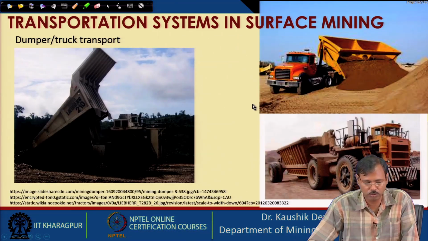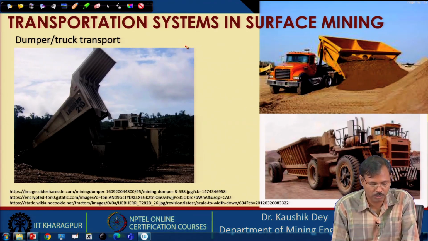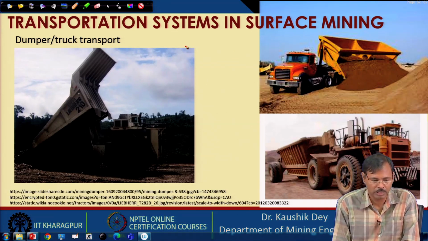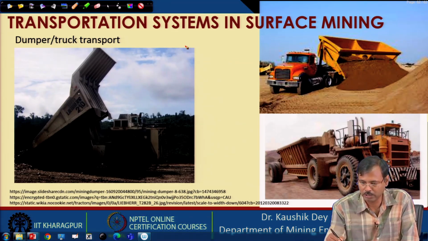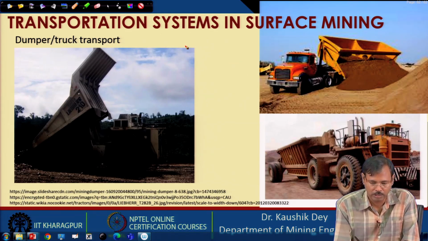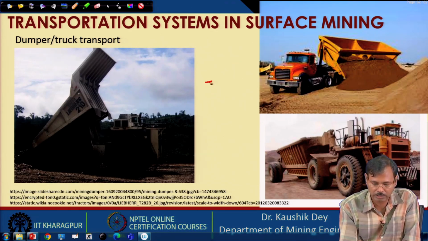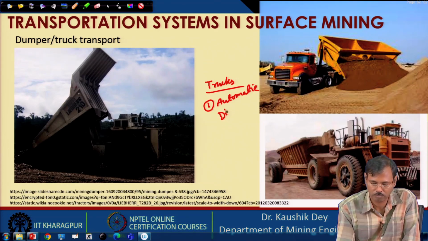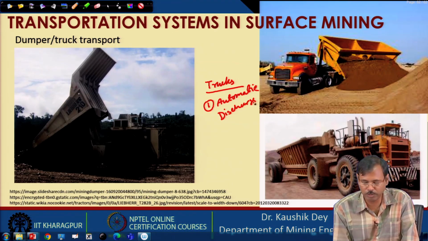So, now let us look into our dump truck transportation system. In the dump truck transportation system, we have different types of dumpers. These are some of the dumper discharge arrangements. Dumpers are basically trucks featured with an automatic discharge system.